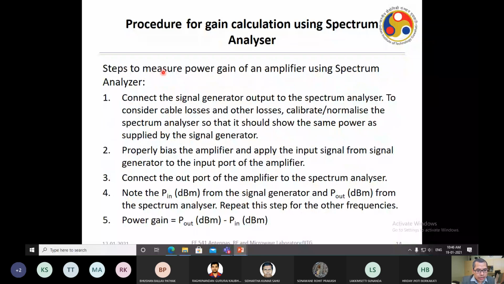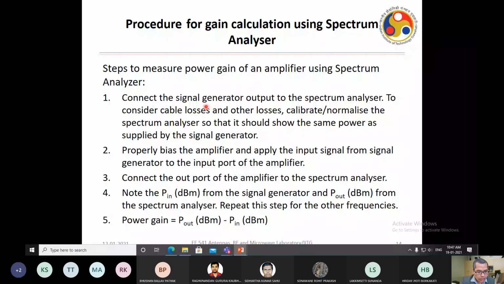So you can also measure this power gain of the amplifier using a spectrum analyzer. Now what is the procedure for that? Here, as I already told you, the VNA has an inbuilt source inside. But the spectrum analyzer doesn't have any source, so you need to give some signal to the device.